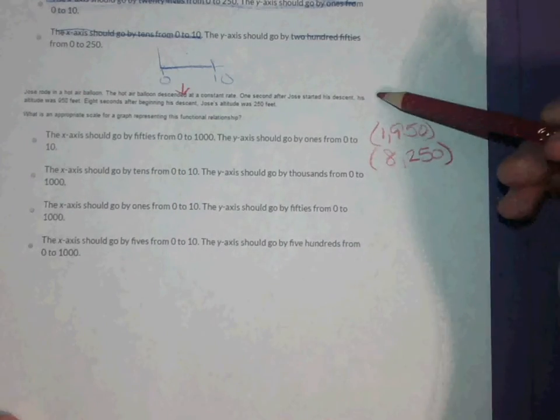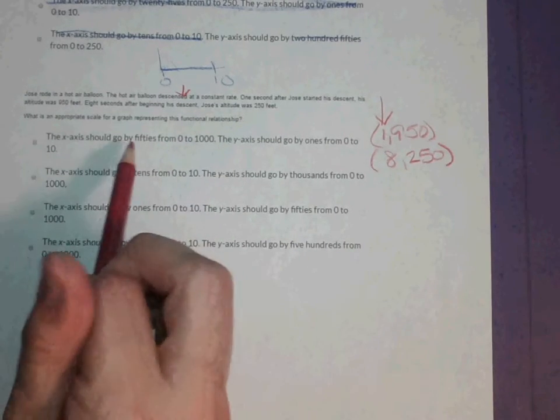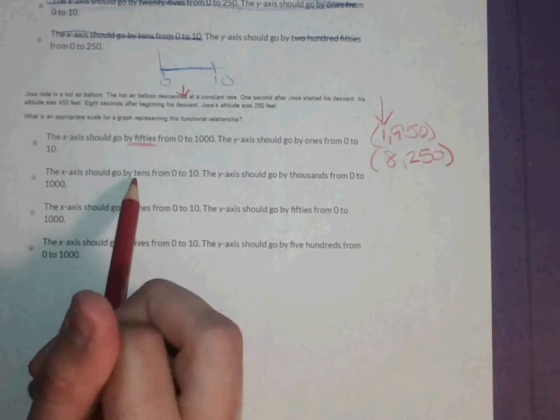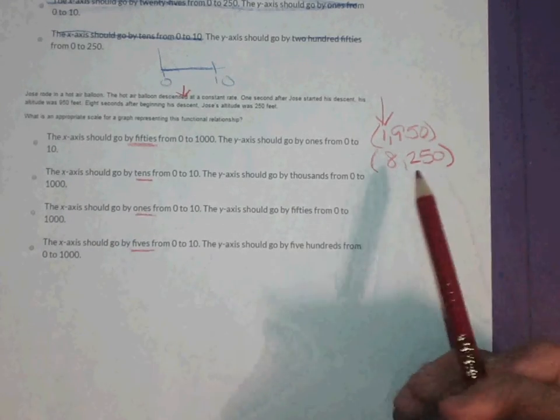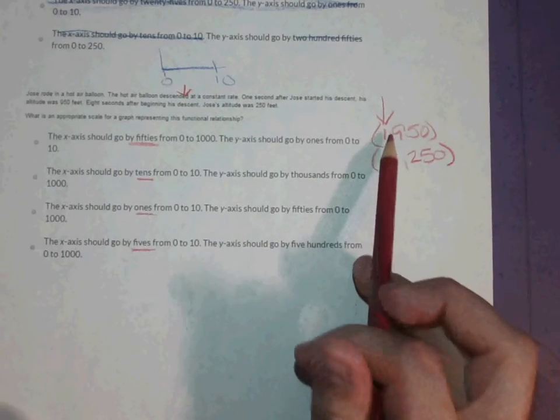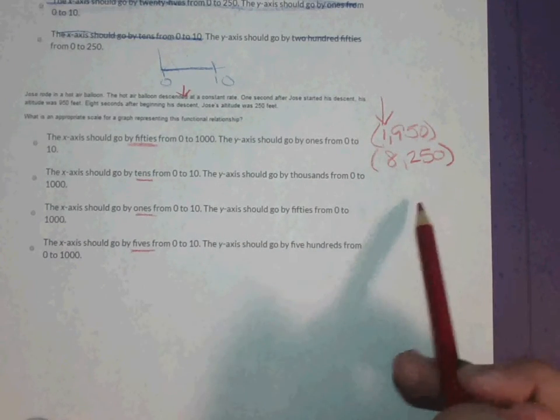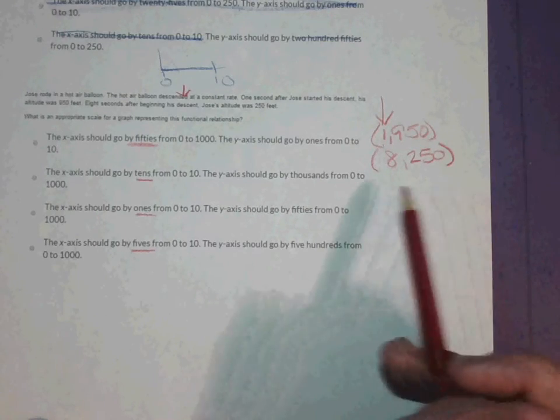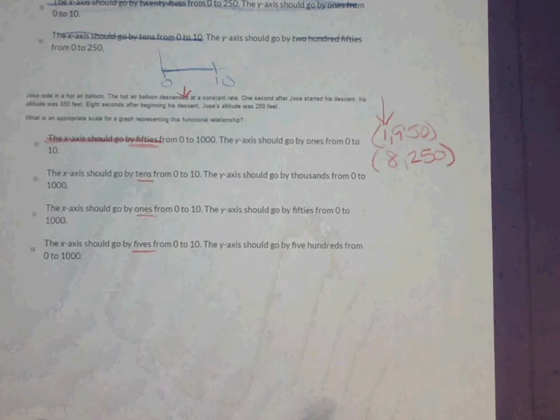Okay, so let's look at just the x-axis. So the x is this one, our 1 and our 8. So after how many seconds? Should we count by 50s, by 10s, by 1s, or by 5s? Well, if we count by 50s, we're going to have to guess where these are, and then he'll have already hit the ground at 0 here soon. So I don't think that 50s would work.